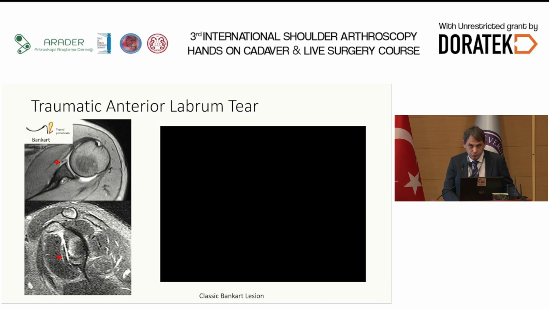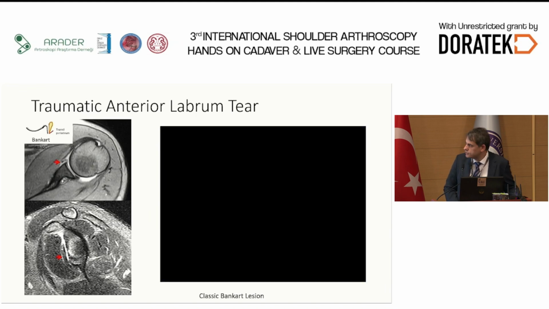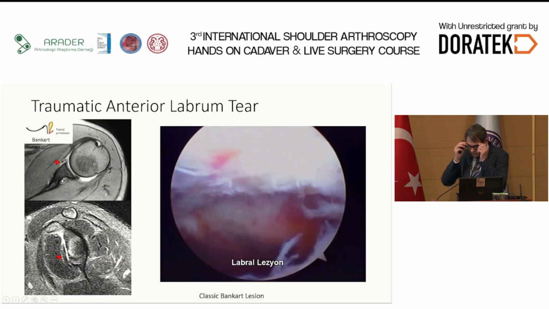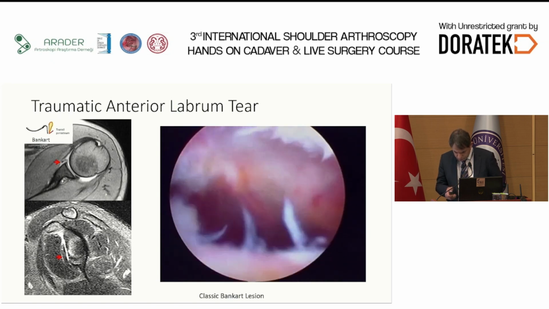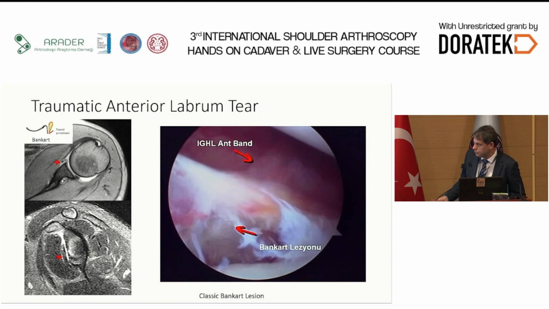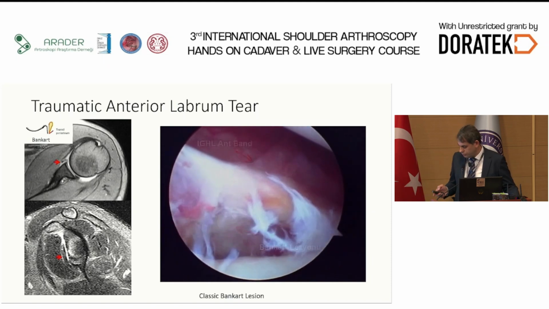Okay, the video is not working well. You can see there's a labrum tear, or anterior labrum tear, and here you can see the ALPSA. This is the classic Bankart lesion. You can see that the tear is avulsed, but the periosteum is intact.